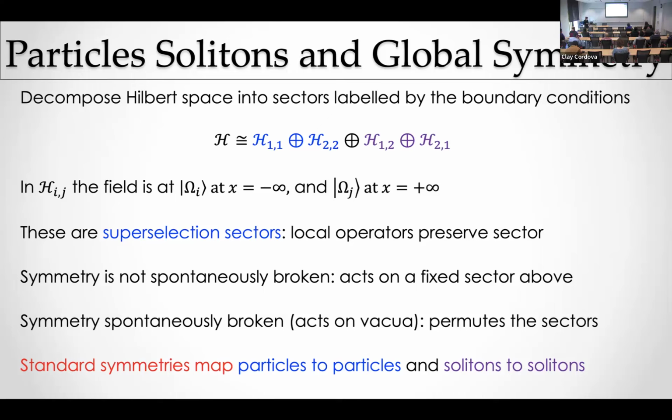So what are these sectors of Hilbert space? These are what people would normally call superselection sectors. That's a fancy word. What it means is that when you act with a local operator on any of these sectors, you stay in that sector. The local operator cannot move you from sector to sector, because moving from sector to sector requires changing the behavior at infinity. You can't do that with any local disturbance. So these blue ones are the particles, where the boundary conditions are the same at plus and minus infinity, and these purple ones are the soliton sectors. So that's an invariant way to distinguish what we're talking about.